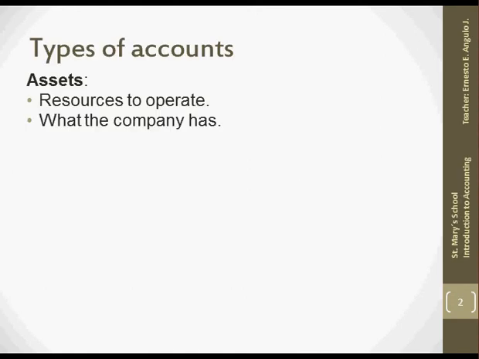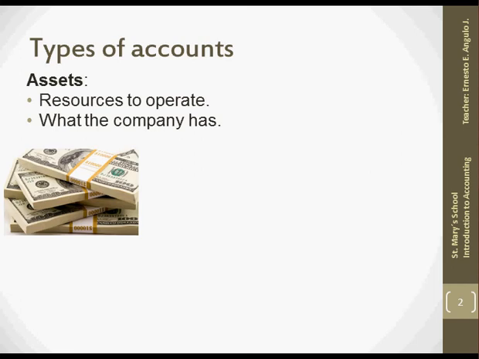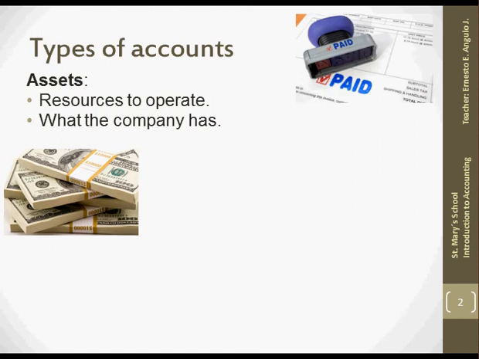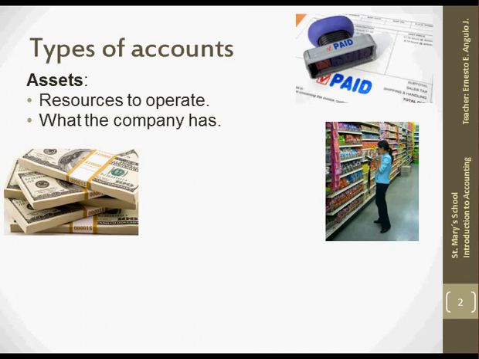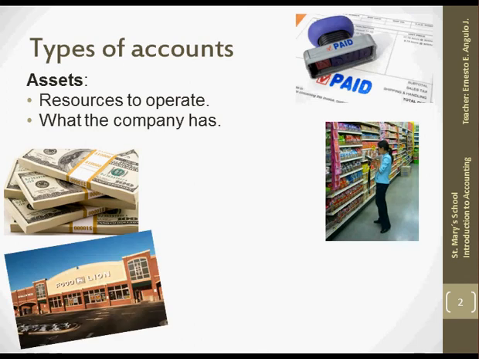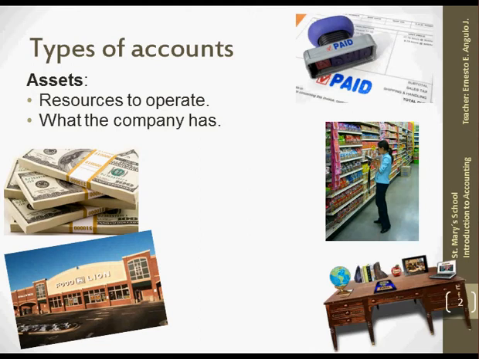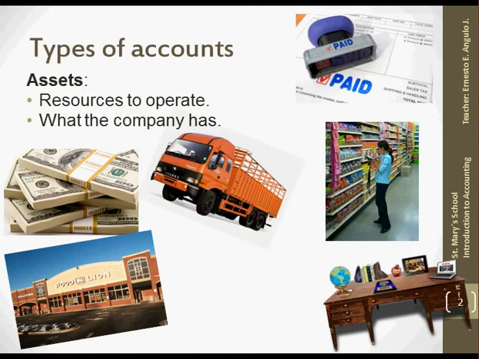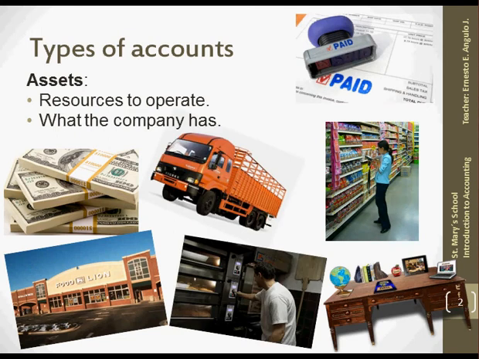The first group of accounts that we will see are the assets. These are the resources that the firm has to operate. It is everything that the company has. Examples are the money you have in cash or in the bank, the money that your customers owe you or accounts receivable, the merchandise you have to sell, buildings and installations, furniture and equipment, trucks, and the machinery you have to produce, among others.